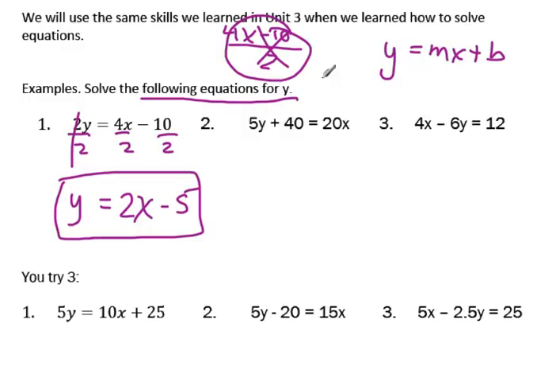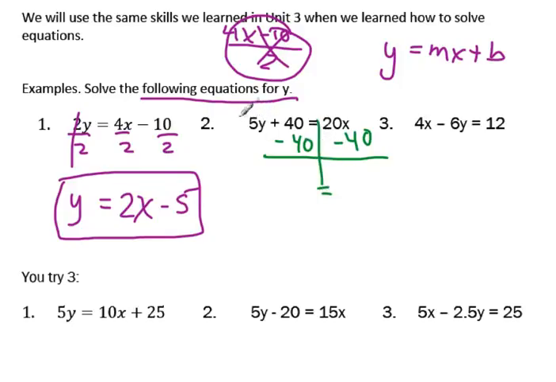Okay, with number 2, 5y plus 40 equals 20x. What we want to do is get rid of that 40 first. We don't want to divide by, well, we could divide everything by 5. Hey, we could do that. But let's get rid of the 40 first. What's the opposite of plus 40? Minus 40. So to each side. Now here's where students get confused. The equal sign's here, so I'm going to draw the line down the middle.